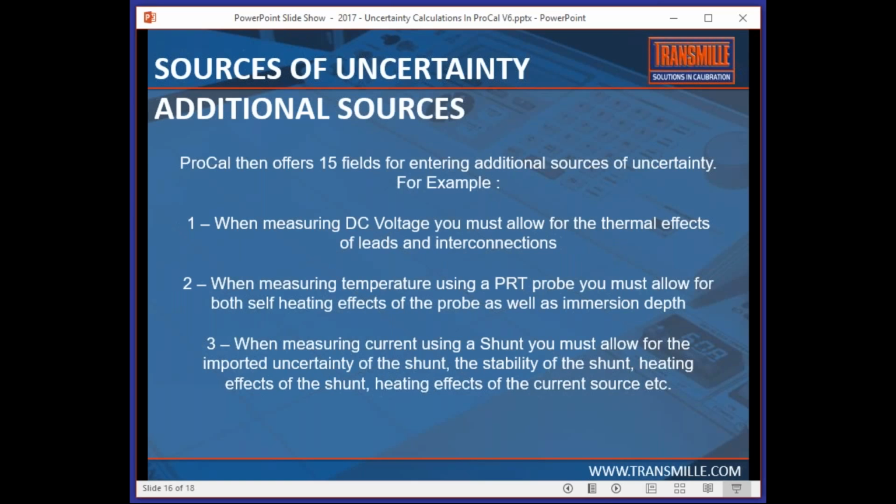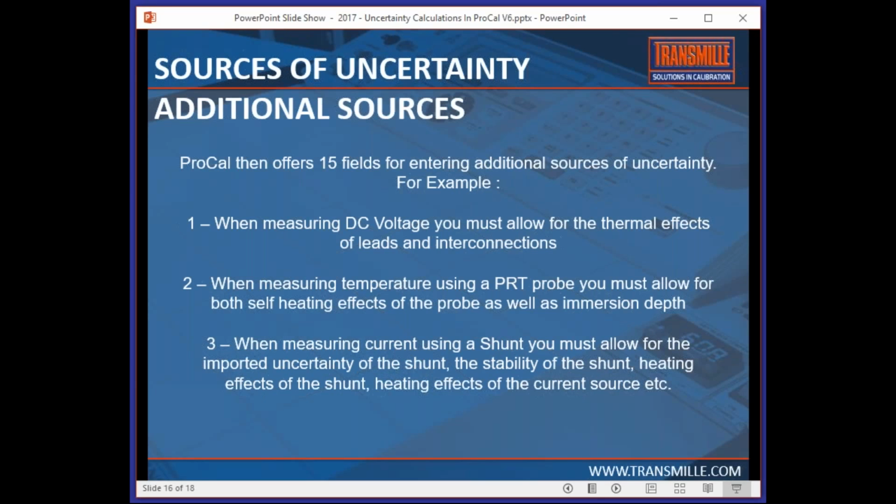We can then start customizing the next 15 fields for entering additional sources of uncertainty. So I'm just going to run down a couple of examples here. So the first would be when you're measuring DC voltage, you must allow for the thermal effects of leads and interconnections. That would typically be a limit value of 500 nanovolts, for example. The second example would be when measuring temperature using a PRT probe. You must allow for both self-heating effects of the probe, because it's having current pass through it, as well as immersion depth, as that will have an effect on the measured temperature.